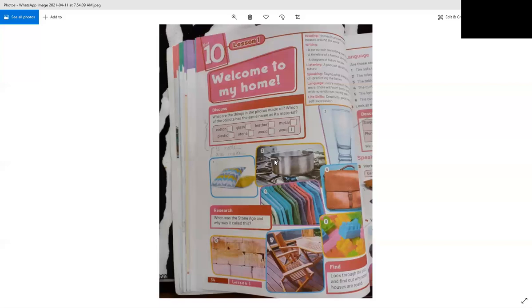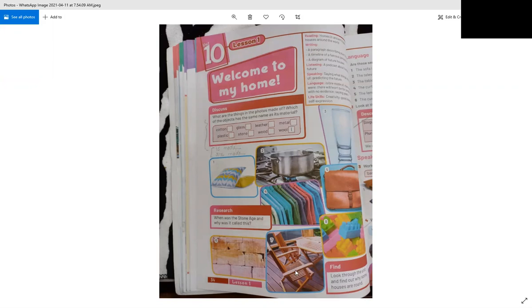Now we have a pot, and the pot is made of metal. Number three, this is the glass. Number four, these are some clothes, and the clothes are made of cotton. Number five, this is a bag. A bag is made of leather.